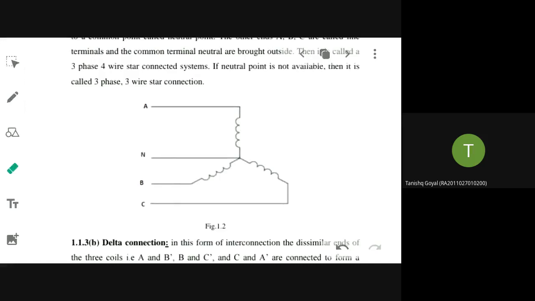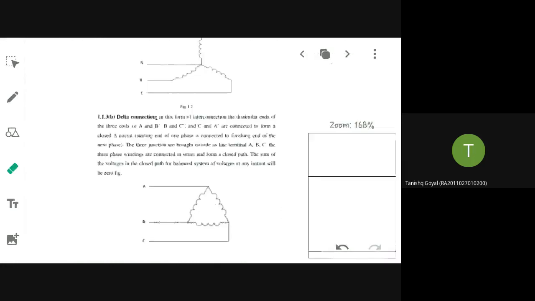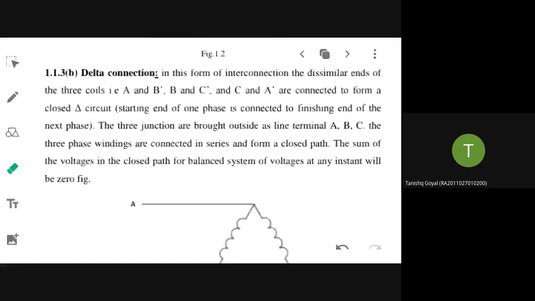Now the next thing is you need to know what are phase voltages, what are line voltages, what are phase currents, what are line currents, and how you can relate all these parameters. That is to be discussed in today's class. So for that purpose, I am teaching one thing.